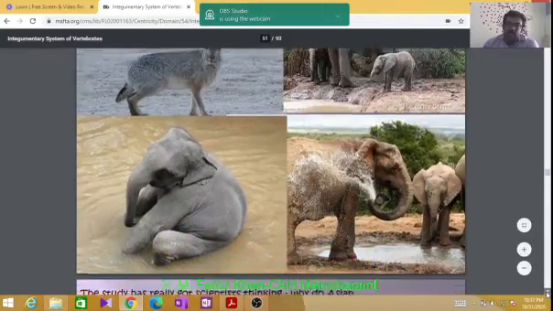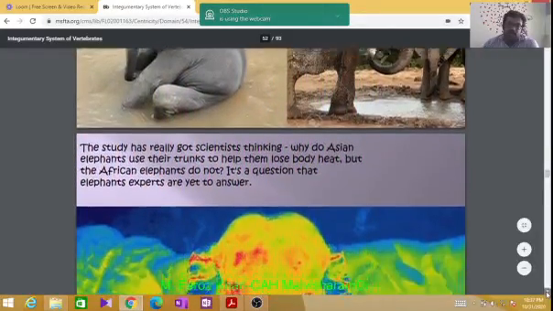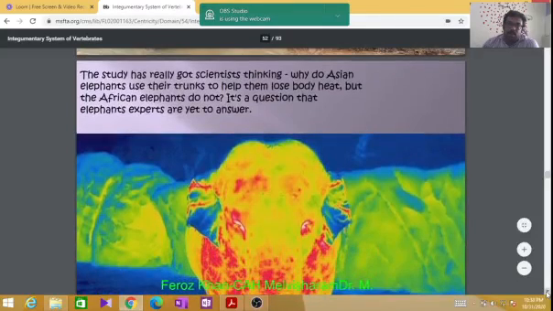See how this elephant plays. Many advanced studies make scientists wonder why Asian elephants use their trunk to help them lose body heat, but African elephants do not. It's a question that elephant experts are yet to answer.